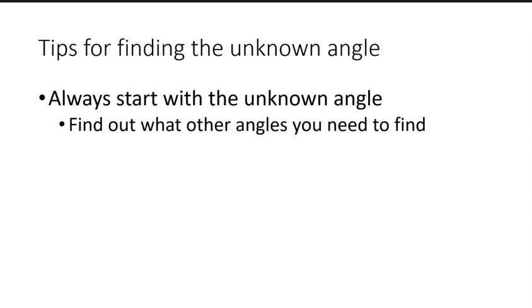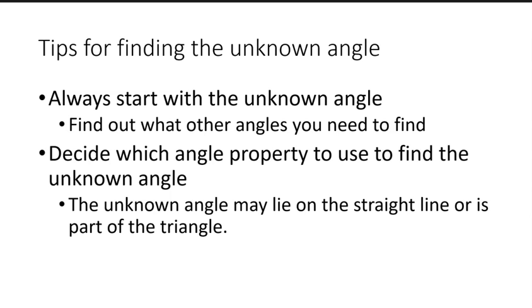Before I start this lesson, let me share with you some tips for finding the unknown angle. Always start with the unknown angle so that you can find out what other angles you need to find. The second tip is to decide which angle property to use to find the unknown angle. The unknown angle may lie on the straight line or is part of the triangle. I will show you how to use the two tips in the next two questions.